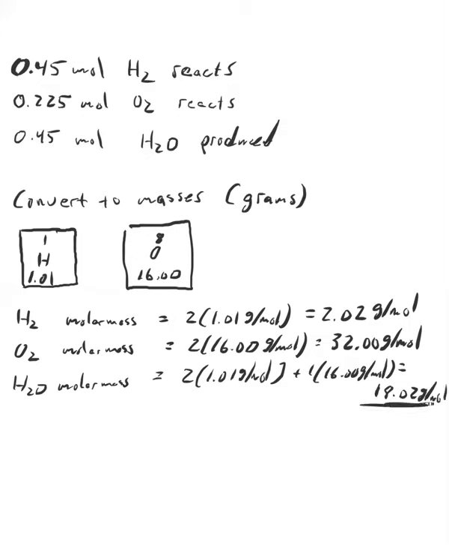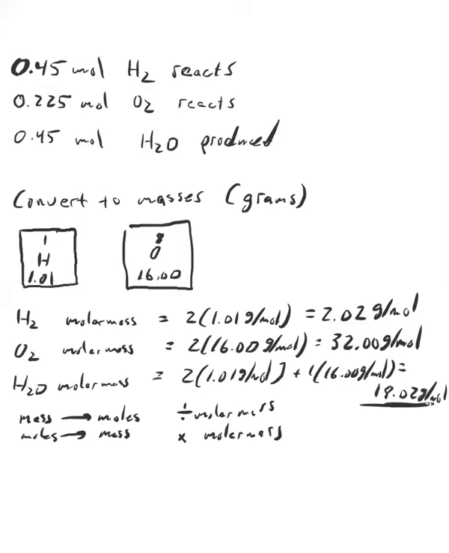How do we use molar mass? Remember, if you're going from mass to moles, you divide by the molar mass. If you're going from moles to mass, you multiply by the molar mass. Okay, so mass will always be larger than moles. Moles is going to be smaller than mass. So let's take a look at it.